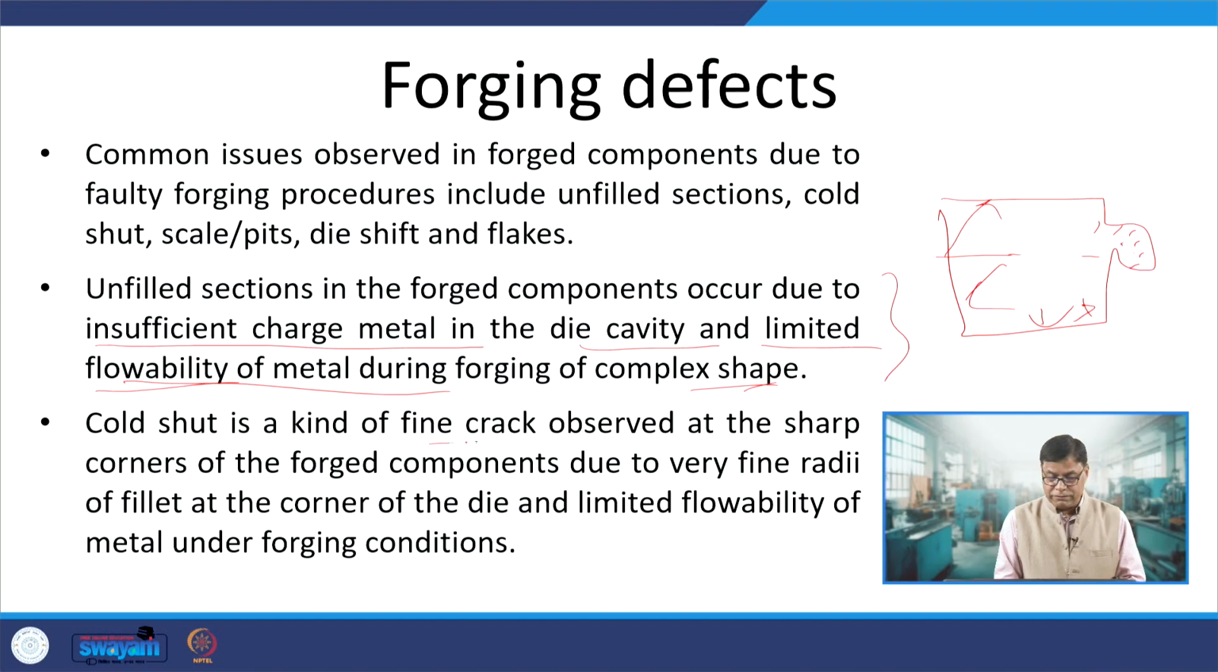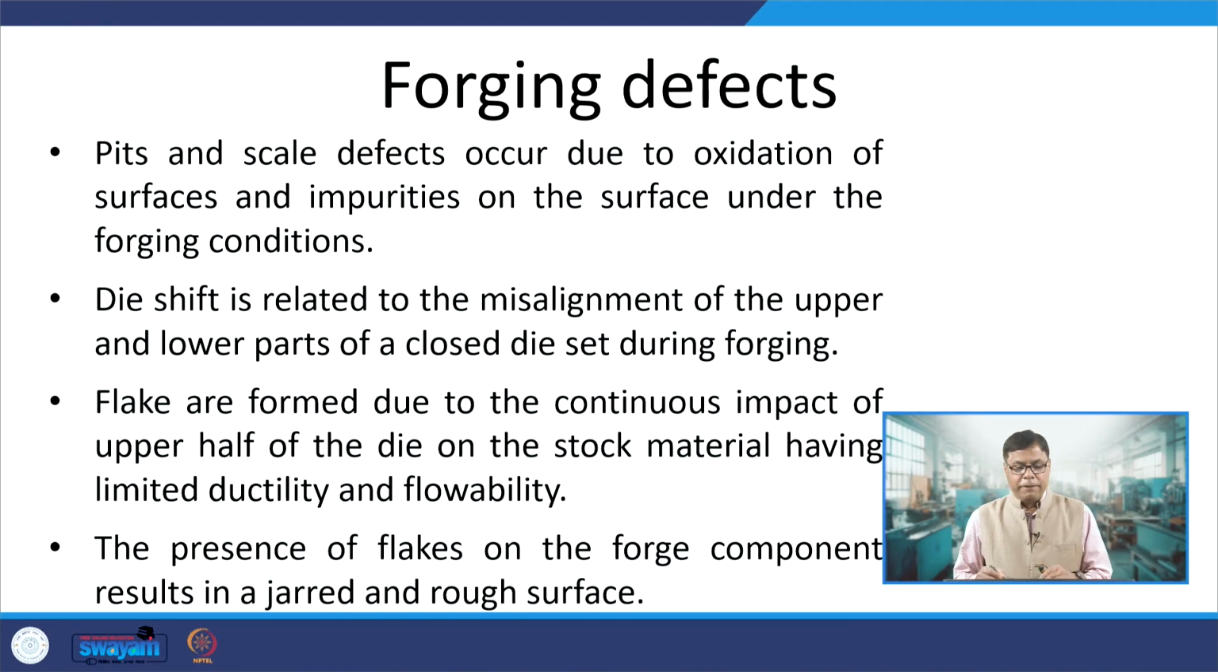Cold shut is a kind of fine crack which is observed at the sharp corners of forged components, especially when the radius at the corner is very fine and the material is not able to flow properly under the forging conditions. Pits and scales are defects which are formed primarily due to oxidation of the surfaces and impurities under the forging conditions.